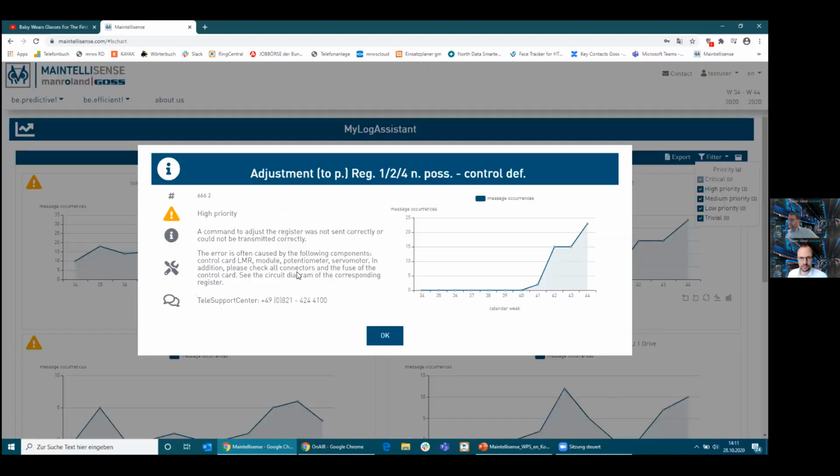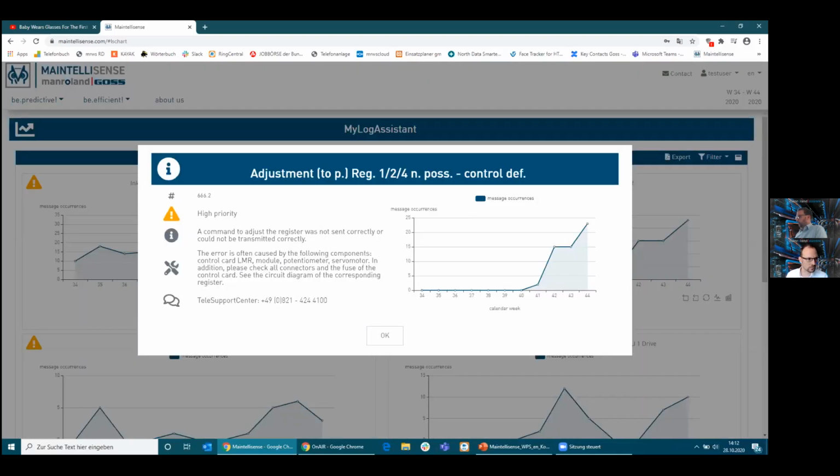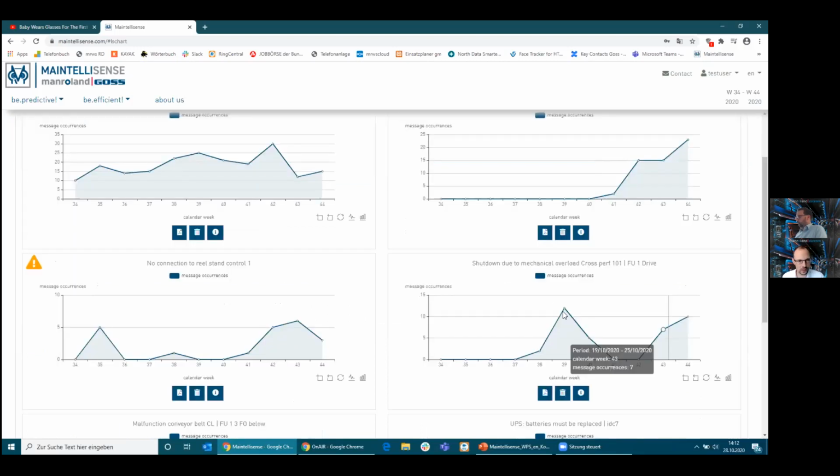So you can easily check what the status of your press is, what's happening, whether some errors occurred. For example, in this case here, you see this started in week 40, and then it's getting worse and worse, and you can directly check what you should do, optimize it, and then see, okay, now it's getting better, like in this case, for example.